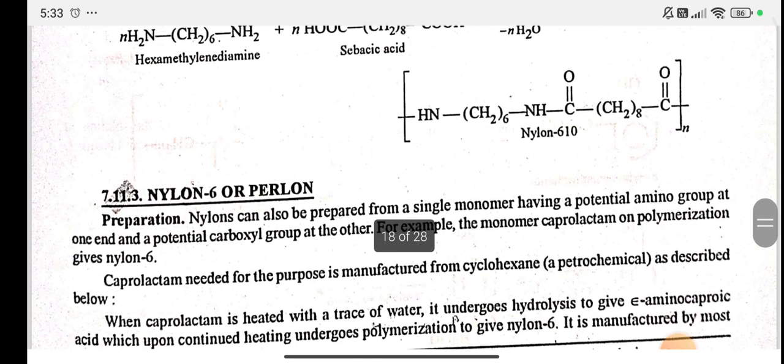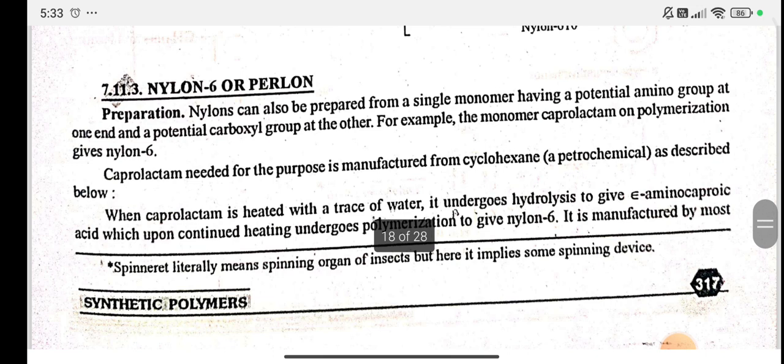Nylon 6 or Perlon. Nylons can also be prepared from a single monomer having a potential amino group at one end and a potential carboxyl group at the other end. For example, the monomer caprolactam on polymerization gives nylon 6.